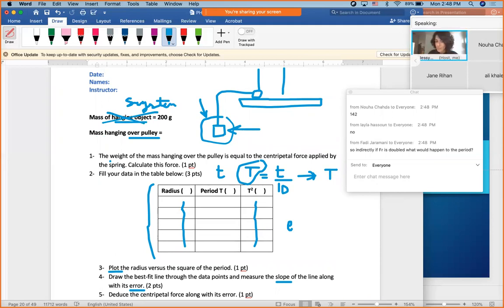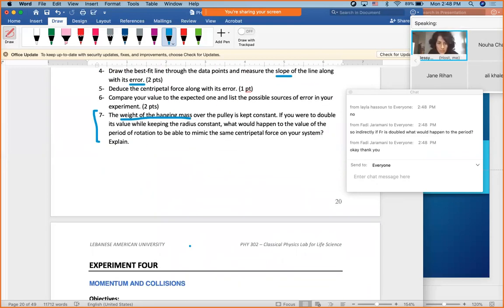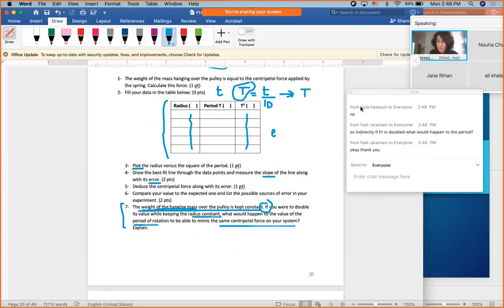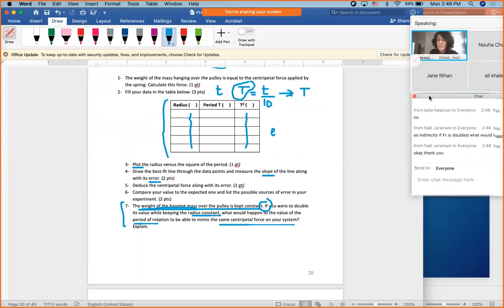All right, so yes, they want you to do that, Fadi. This is exactly the question. They want you to see what happens to the period. Look, the weight over the pulley, the hanging weight, is kept constant. So this is what we did in the experiment. Now there's an if statement. If we were to double its value while keeping radius constant, what would happen to the period? Exactly the same as on your system. Yeah, all right. Okay. Any other question related to this lab?